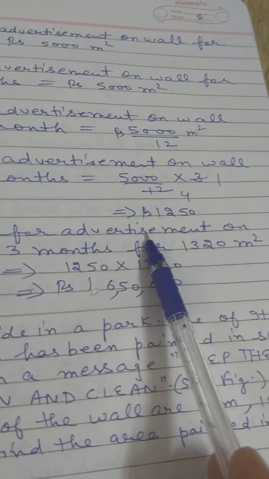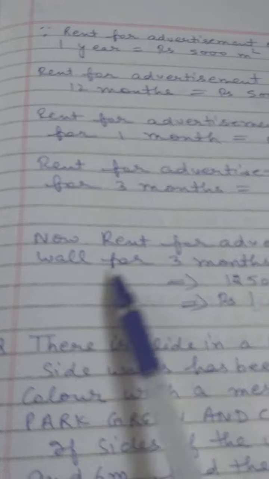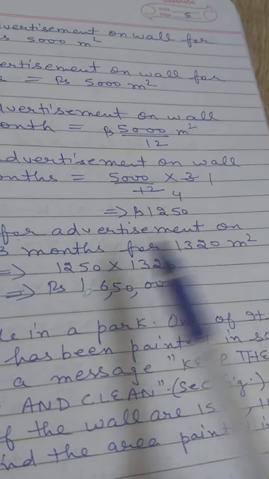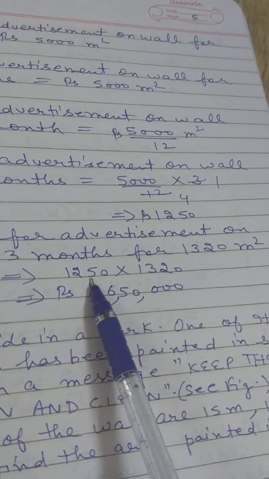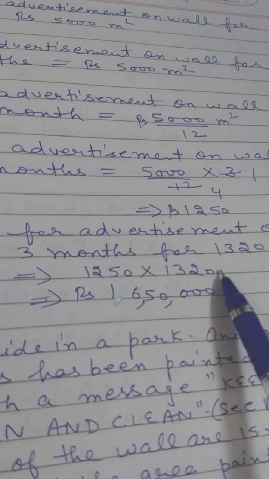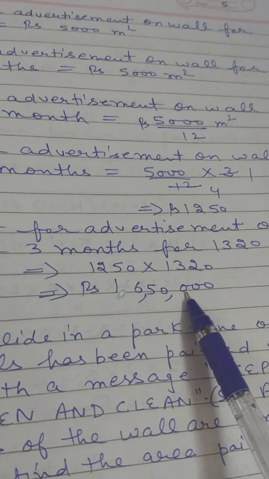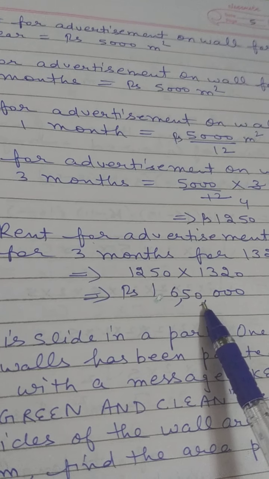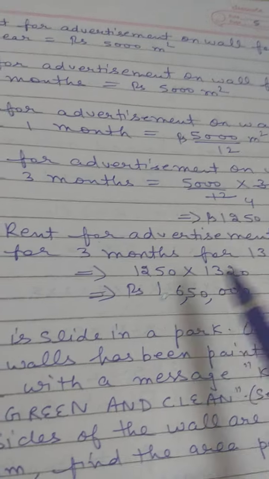Now rent for advertisement on wall for 3 months for 1320 meter square is 1250 into 1320, we get 16,50,000 rupees. So the answer is 16,50,000 rupees.